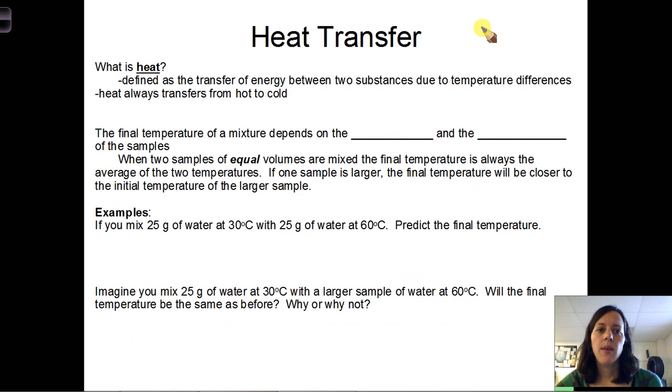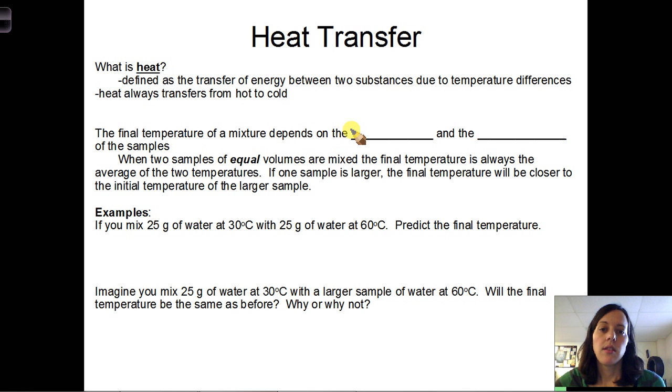So we talk about heat being transferred. And heat itself is defined as the transfer of energy between two substances due to a temperature difference. Heat always transfers from hot to cold. So when you open your refrigerator door, and you aren't letting the cold air out, technically you're letting the hot air in, because the energy is going from the room air to the air in the refrigerator.